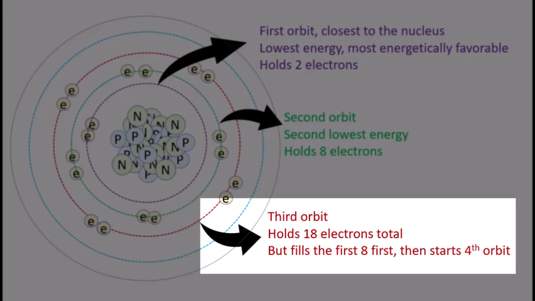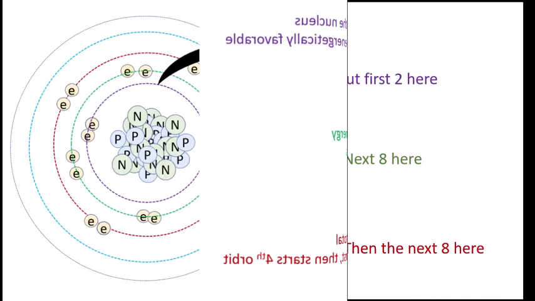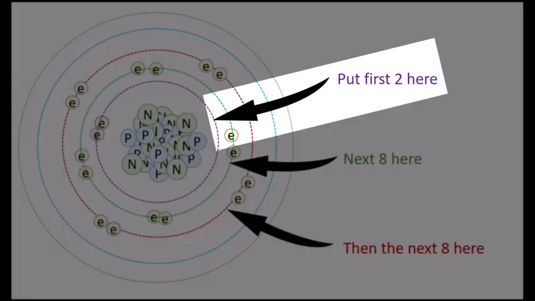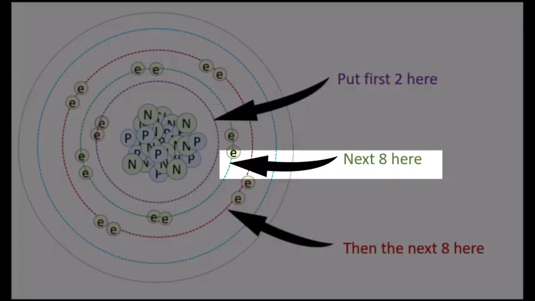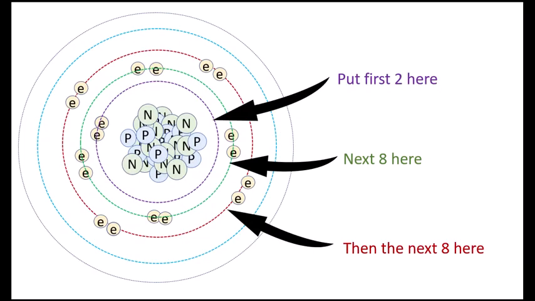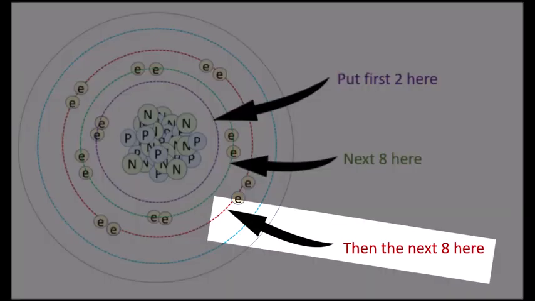So when we're trying to place the electrons, add the first 2 to the first shell. When that's full, add the next 8 to the second shell. When that's full, move to the third shell.